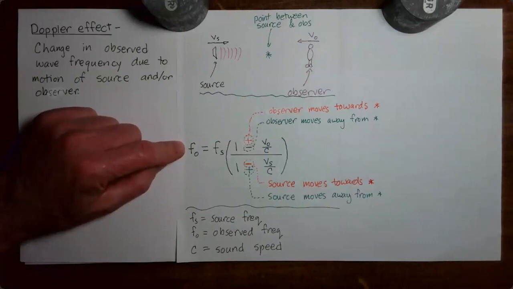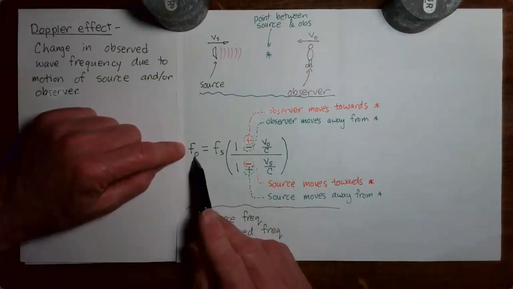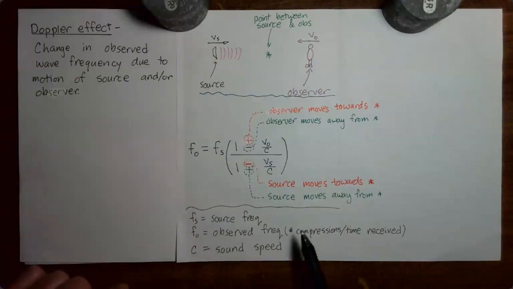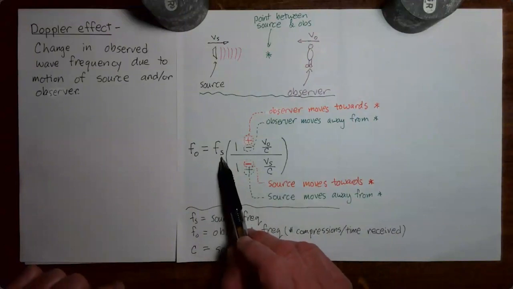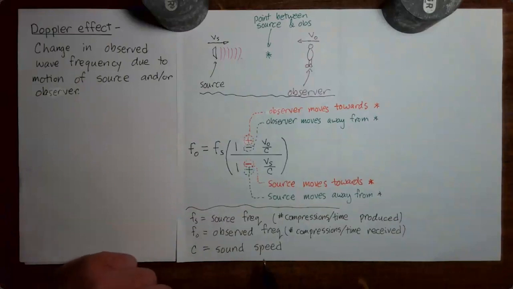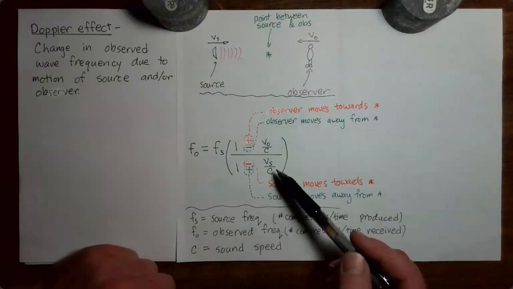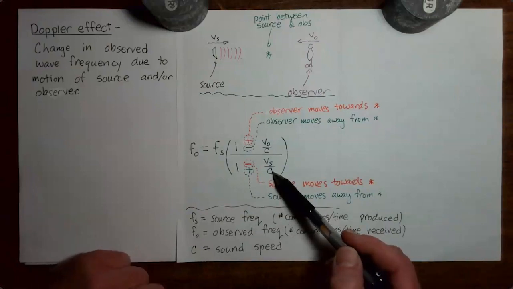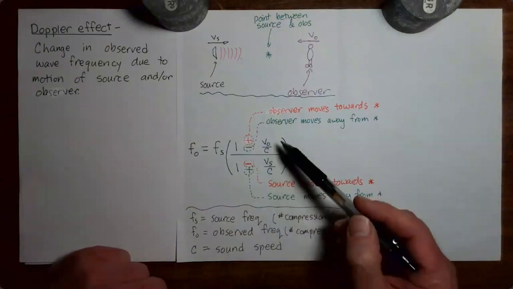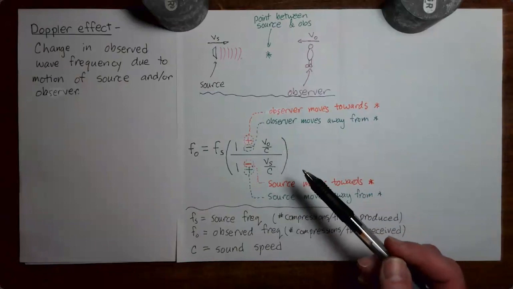The symbols which appear in the formula include f sub o, that is the observed frequency. The observed frequency is the number of compressions per time received by the observer. We have f sub s, the source frequency. The source frequency is the number of compressions per time produced by the source. Then lowercase c represents the sound speed. And then we have v sub o and v sub s, which are the speeds of the observer and the source.